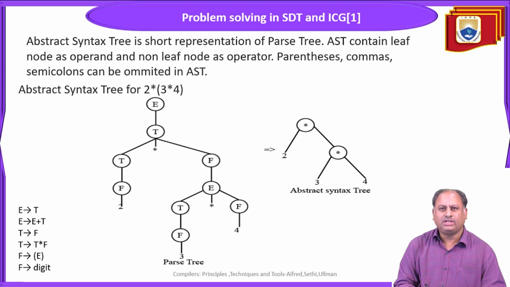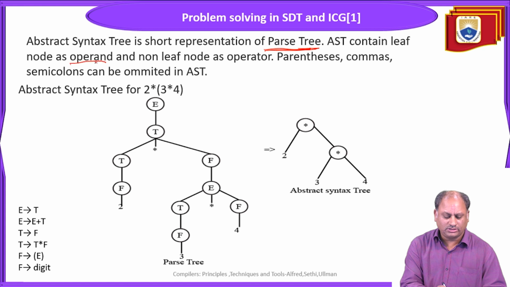Now abstract syntax trees are nothing but the smallest representation of parse trees. Previously we generated syntax tree and parse tree notations, but abstract syntax trees are a small abstract representation. Here the operators are internal nodes, non-leaf nodes, and operands are leaf nodes. And parentheses, commas, semicolons can be omitted in an abstract syntax tree.